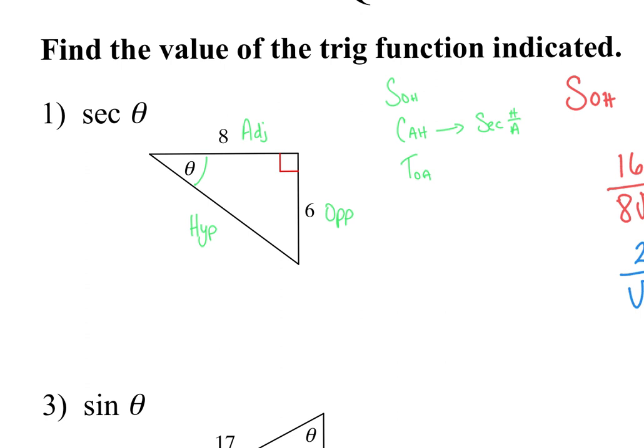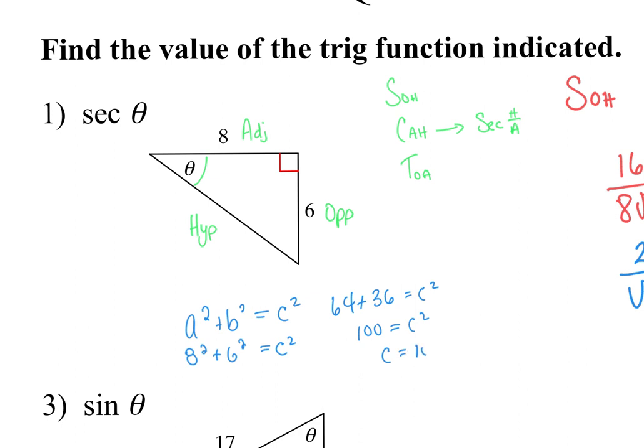But if you don't, a squared plus b squared equals c squared. Remember, a and b are always your legs. C is always your hypotenuse, right? So I'm going to say 8 squared plus 6 squared equals c squared. So 64 plus 36 equals c squared. 100 equals c squared. C equals 10.